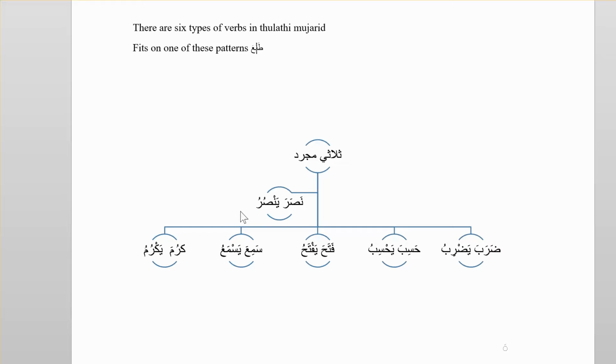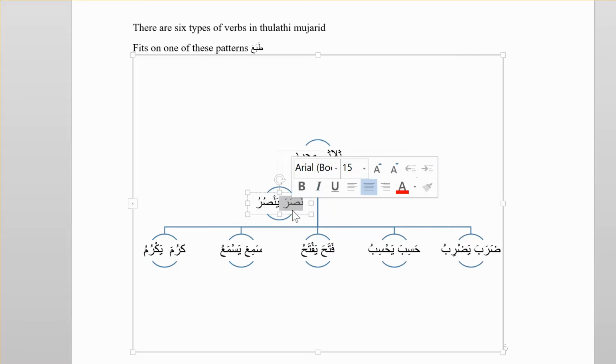What these babs tell you, or abwab, the plural of bab is abwab, is the pronunciation of the word. How is it to be pronounced? So there are 6 different ways a word can be pronounced, 6 different patterns, that is. The very first pattern is nasara yansuru.